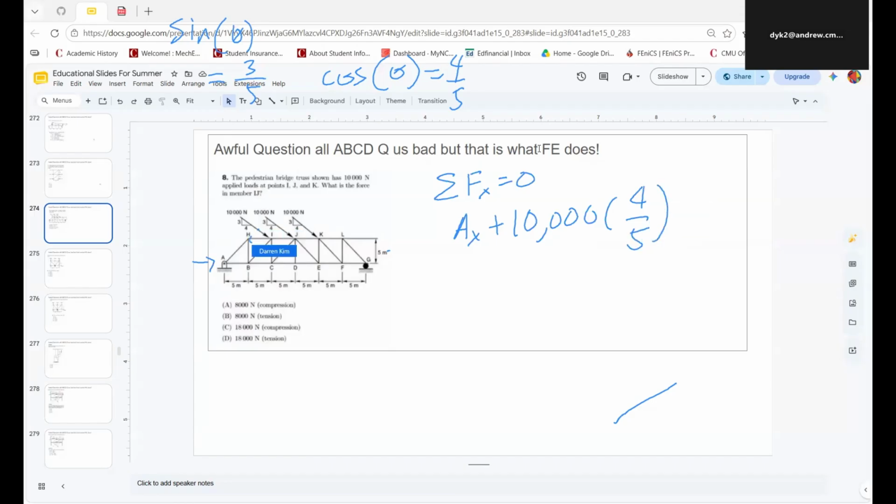And then this is going to be multiplied by 3 equals 0. So AX equals negative 10,000, 4 divided by 5 multiplied by 3. So that is negative 10,000 multiplied by 4 divided by 5 multiplied by 3 is equal to, over here, let me just erase this.